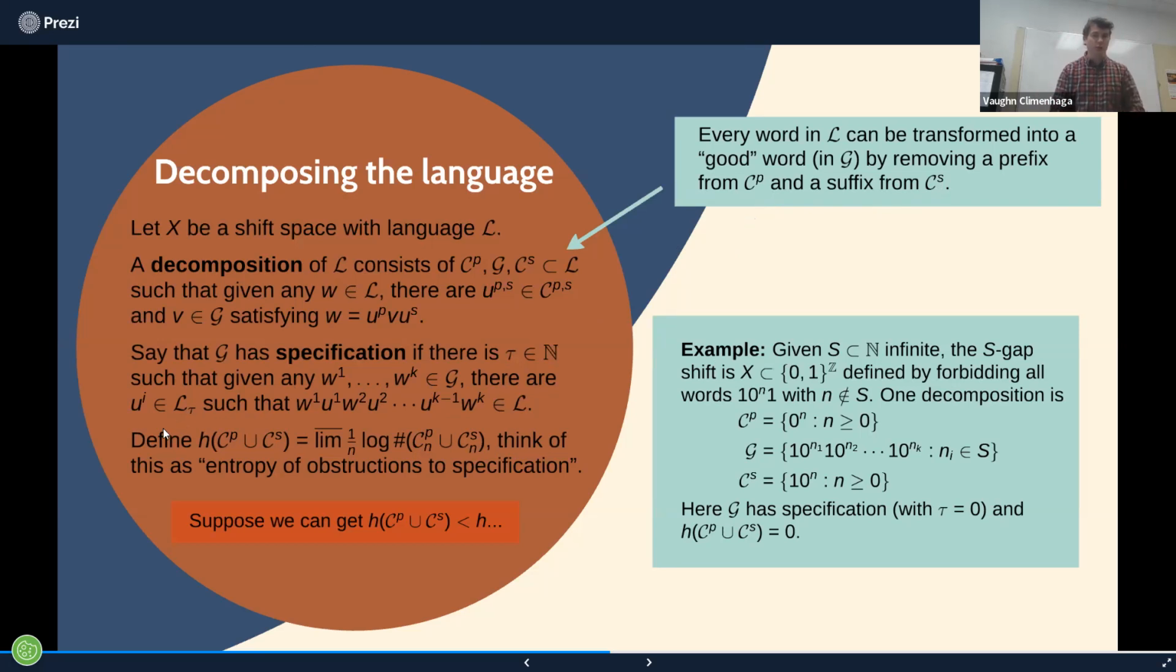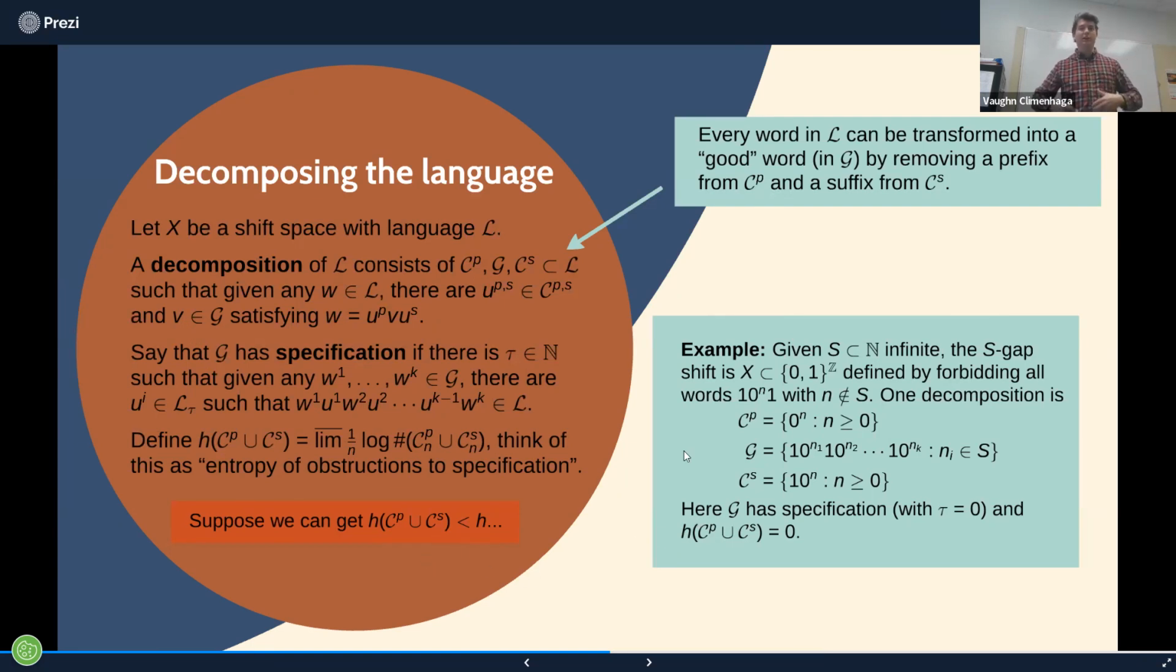So entropy is an exponential growth rate of the number of words. So what I'm going to do is take the number of prefix words of length n, the number of suffix words of length n, take the logarithm of that, divide it by n, send n to infinity, take a lim sup, and call that the entropy of obstructions to specification. And ideally, what I would like is to have a decomposition where G has specification and the entropy of obstructions is smaller than the topological entropy of the whole shift space. And in fact, the theorem on the next slide will say that in this setting, you do in fact have a unique measure of maximal entropy.